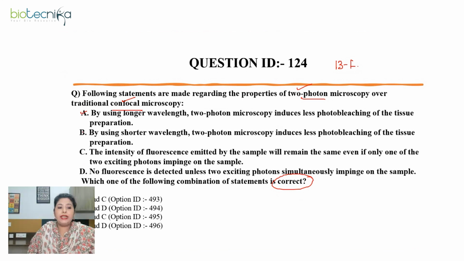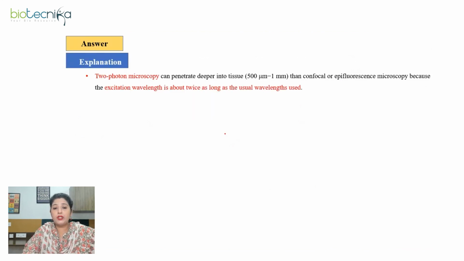If you compare statements A and B, they are contradictory. In statement A, it is mentioned that by using longer wavelength, two photon microscopy induces less photo bleaching of the tissue preparation, or by using shorter wavelength. See, there is a difference in only one word in these two statements. So by using shorter wavelength, the two photon microscopy induces less photo bleaching of the tissue preparation. You can only answer this if you have studied about these two microscopy techniques.